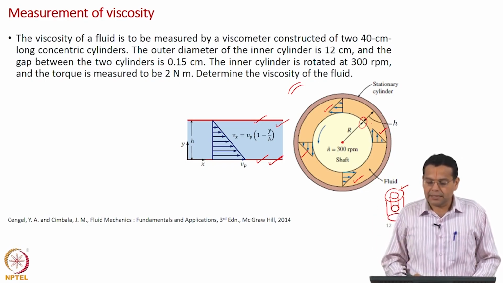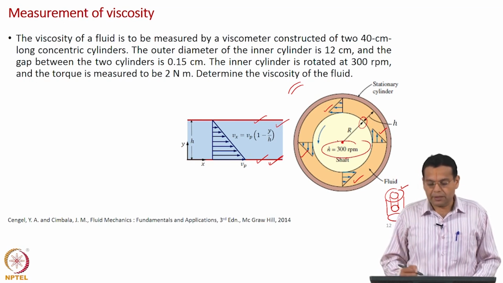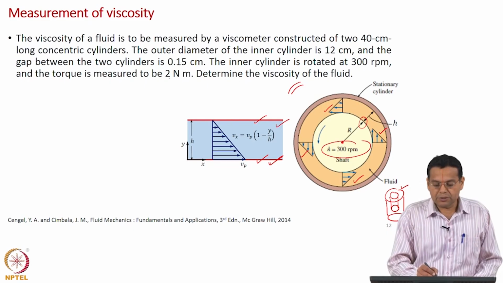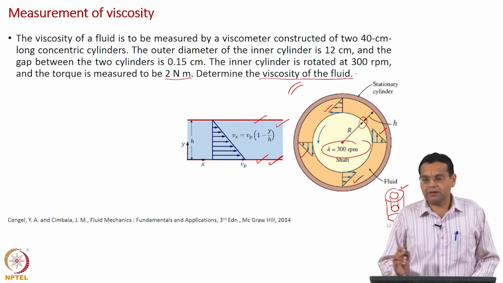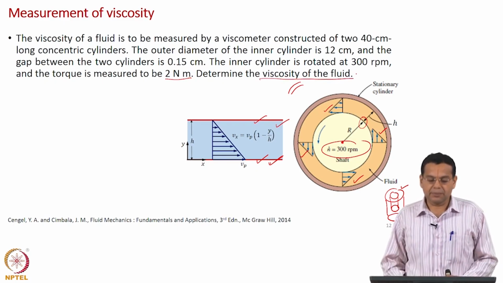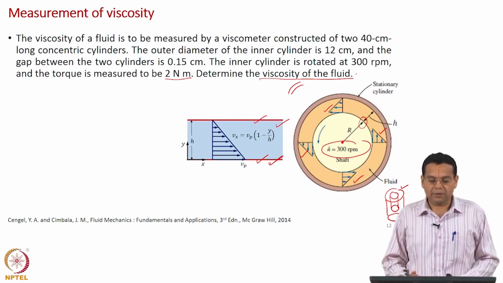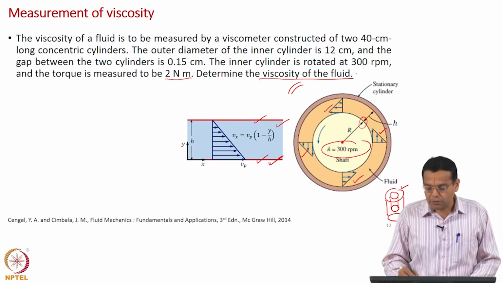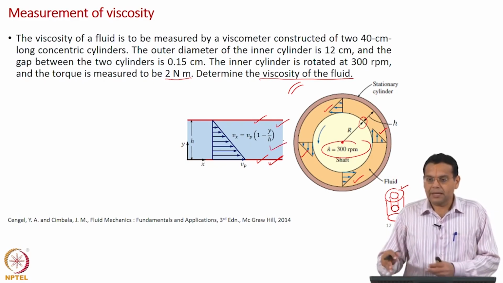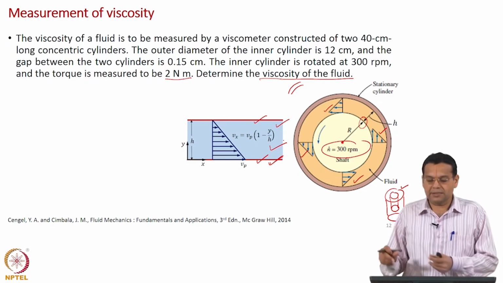Okay. The inner cylinder is rotated at 300 rpm, and then you are measuring the torque, which is 2 Newton meter. So, use a torque meter to measure the torque. Determine the viscosity of the fluid. A very practical example which illustrates the use of the one dimensional form of Newton's law of viscosity. More importantly, we have discussed how to realize this flow in a laboratory by having two coaxial cylinders.